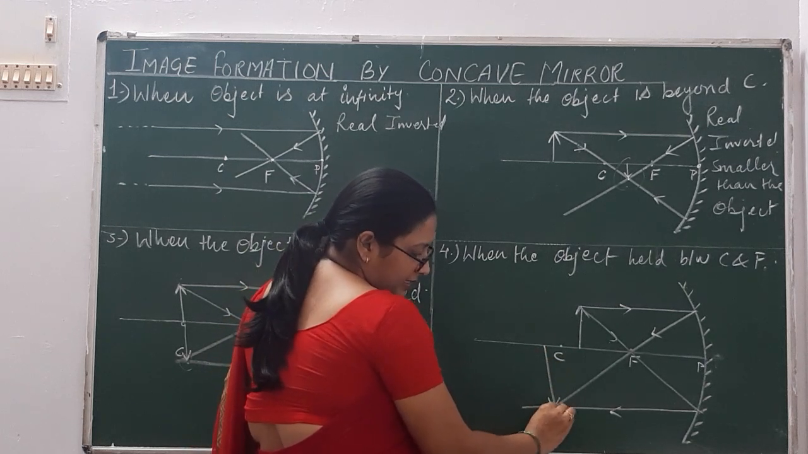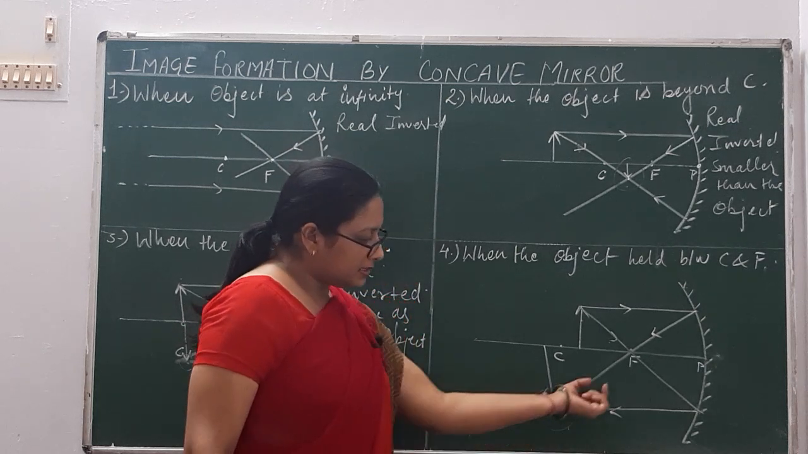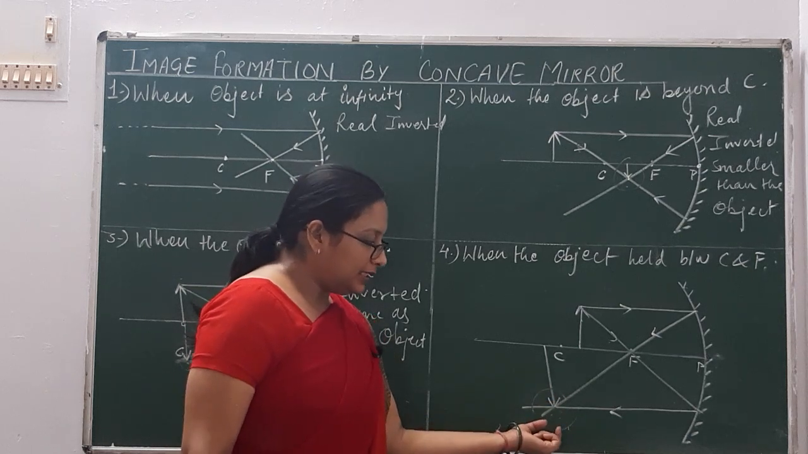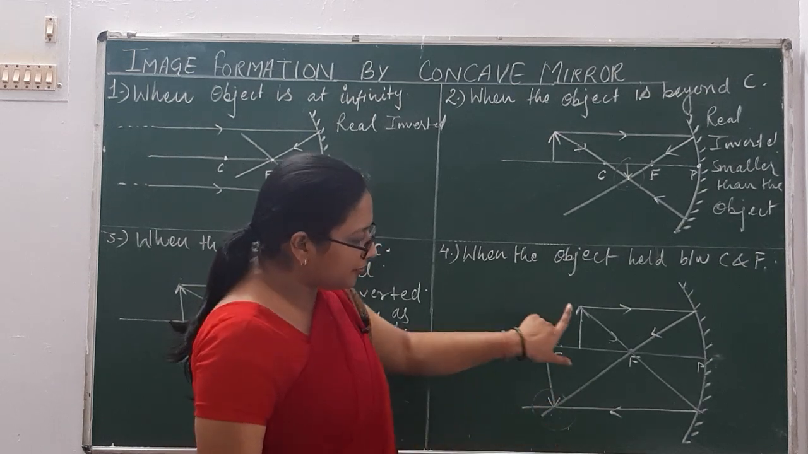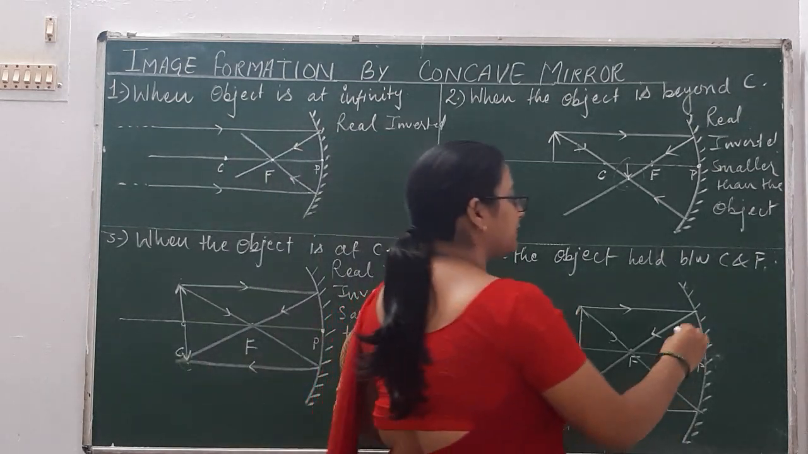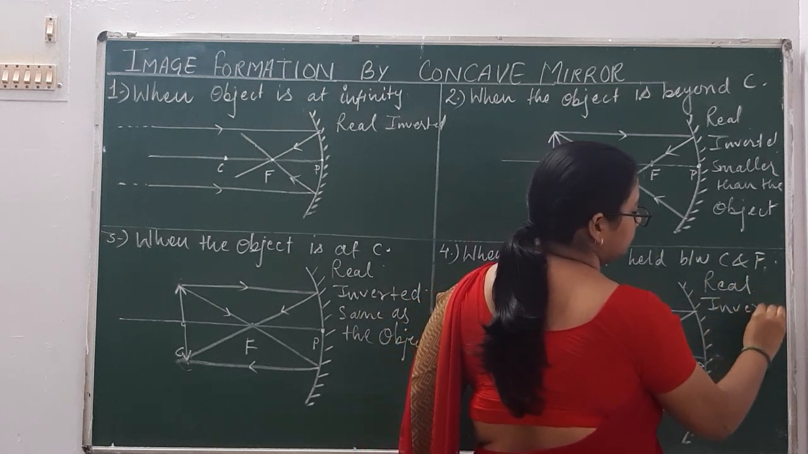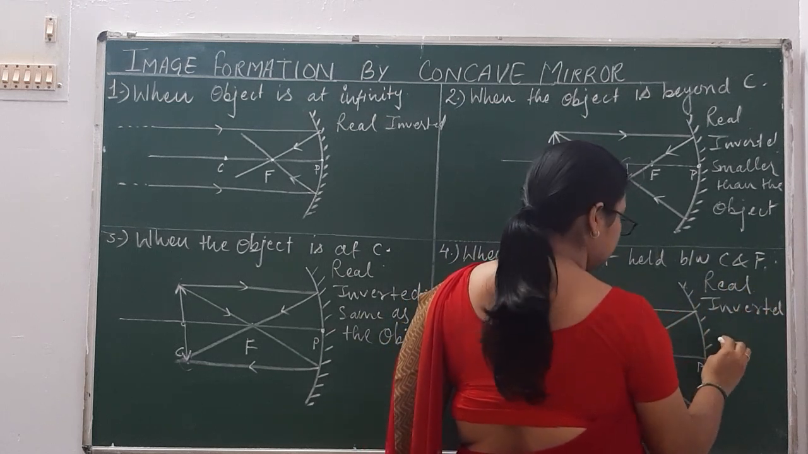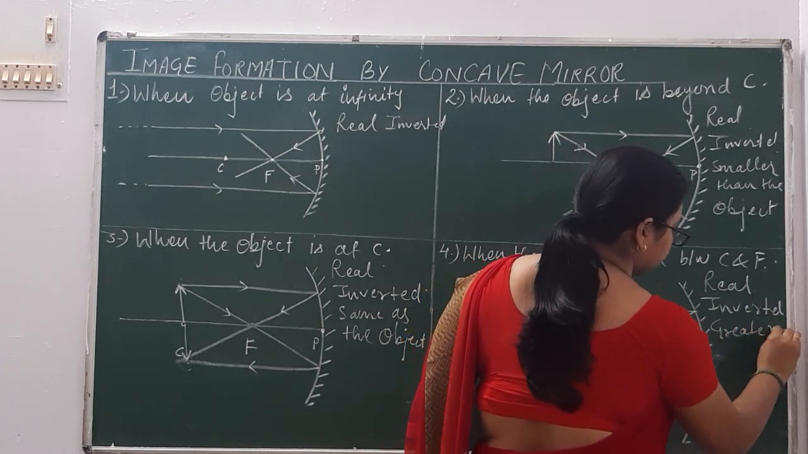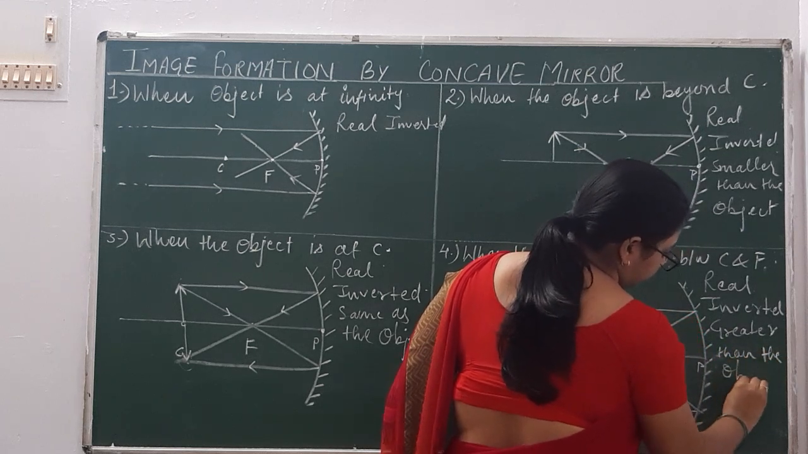So in this case the nature of image is also real, because this is a real intersection of these two rays, and this image is inverted also, but the size of image is greater than the size of the object. So the image is real, inverted and greater than the object.